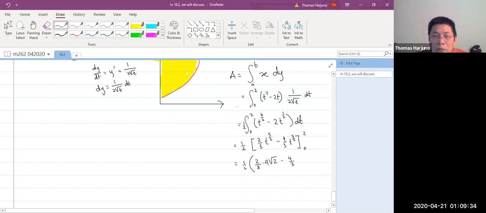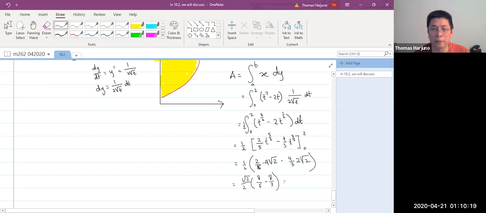I'm sorry, I think I made a mistake here. It should be 2/5, huh? It should be 2/5 here. This is 2/5, 4/3, and this is 2 square root of 2 over 2, that's 1/2 of 8. Maybe I factor radical 2 out so that I don't need to deal with that. 8 over 5 minus 8 over 3.